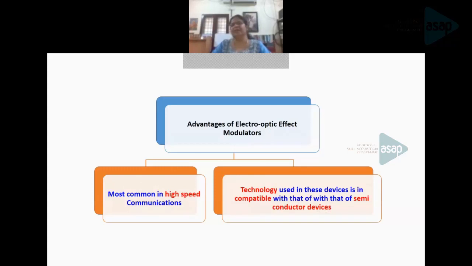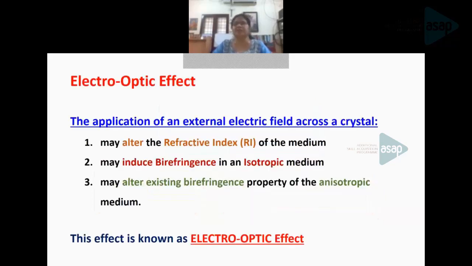Okay, now we can define what is the electro-optic effect. So this is the definition. By the application of an external electric field across a crystal, the refractive index may change in the medium and may induce birefringence in an isotropic medium, and it may alter the existing birefringence property of an anisotropic medium. So this effect is known as the electro-optic effect.